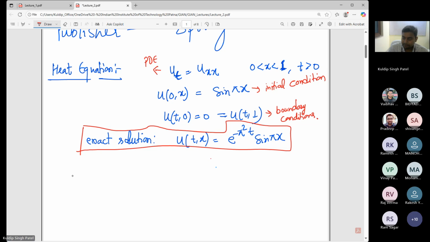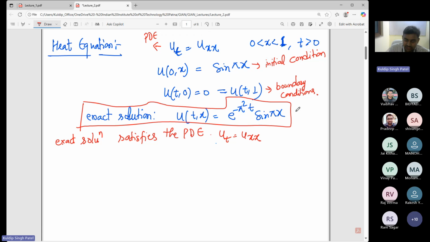It should satisfy, isn't it? So let us check. The exact solution satisfies the PDE. Can anyone confirm? Yes, it is satisfying. Thank you. So for those for whom it is not clear, let us quickly see, it is not a very big deal. We will try to understand the PDE, and then how we solve it. So what will be ut?